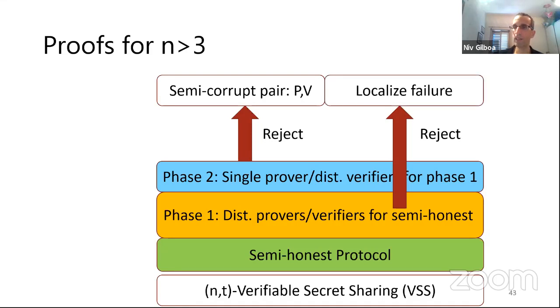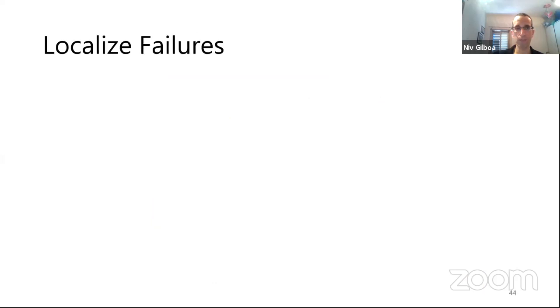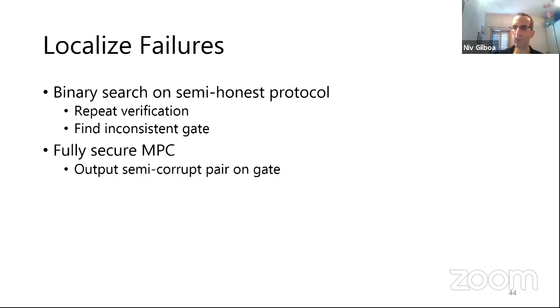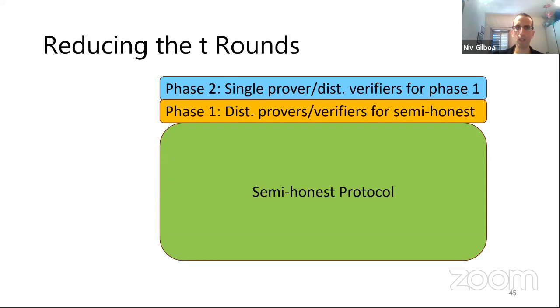We have to find where that failure is. And we do it by some binary search on the semi-honest protocol. We find one inconsistent gate, and we run any fully secure MPC. It doesn't really matter. Because it's done only T times, it can be inefficient, and it outputs a semi-corrupt peer on that gate. Total communication is still a little too high for us.